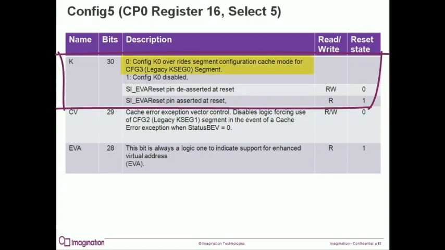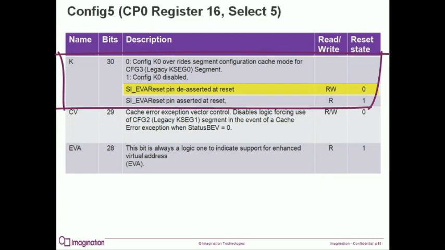If the K field is set to 0, then the compatibility setting in the K0 field will override the C field in the CFG3 segment configuration. If the K bit is 1, then the setting of the K0 field will have no effect on the cacheability of the CFG3 segment. The K bit is set by the SI_EVAReset pin on reset.